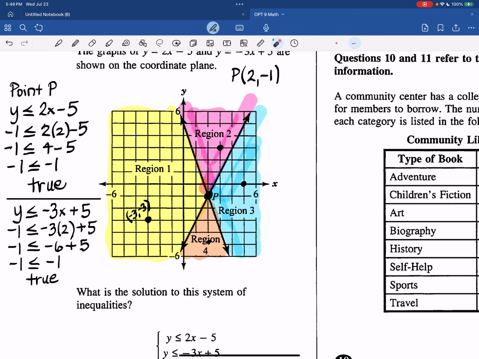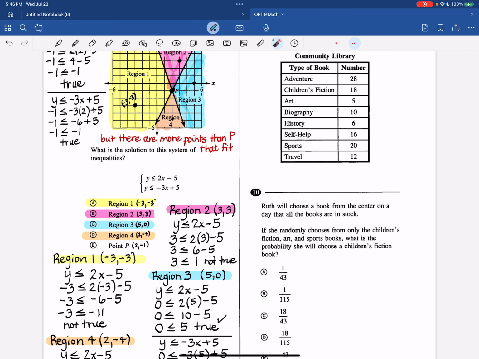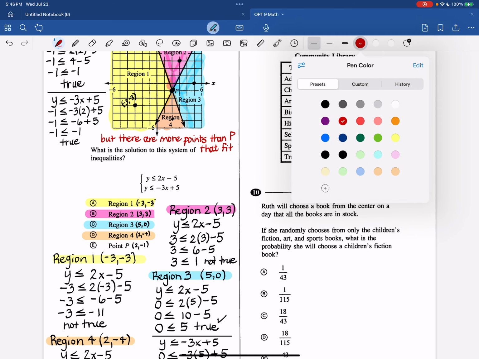The problem with point P being the answer is this. Here's the but. There are more points than this one. I'm just going to say more points than P that fit. So for that reason, I would not want to choose point P. I want to choose this whole region. So all of region 4 works, and for that reason, I would go with D as in delta.